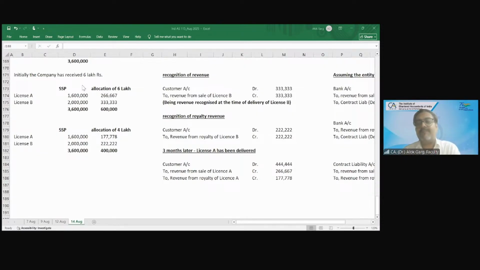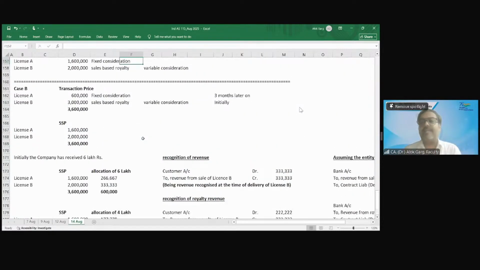Sir, I have a question. I have a doubt on this question, the last question, illustration 56. The difference of 6 lakhs has been allocated between license and B. That I understood. But how did this 4 lakh come?